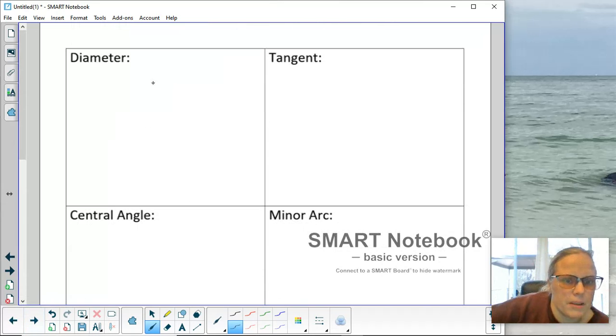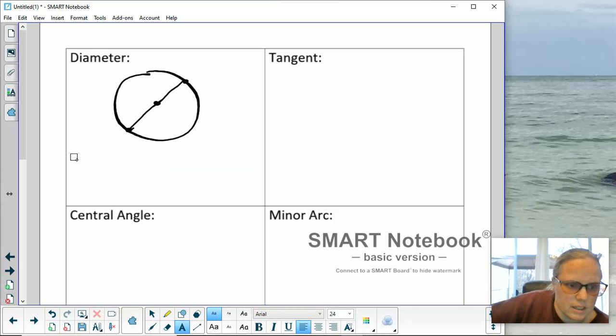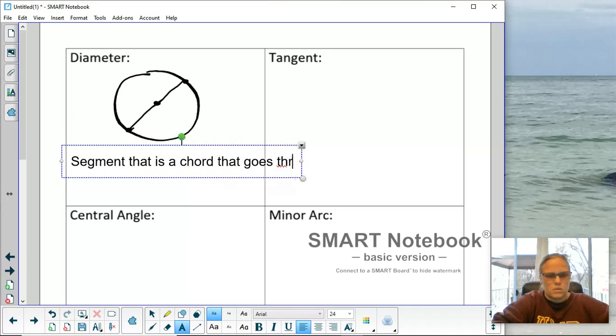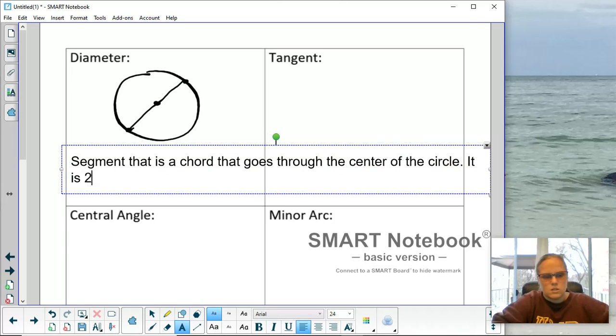All right, next term is diameter, and diameter is actually twice the length of the radius. So the radius, remember, started from the center and went out to the edge, but a diameter actually goes both directions from that center out to the edge. So what we actually have here is a chord, but that chord must go through the center. So let's type that out. A diameter is a segment that is a chord that goes through the center of the circle. It is 2 times the size of the radius.